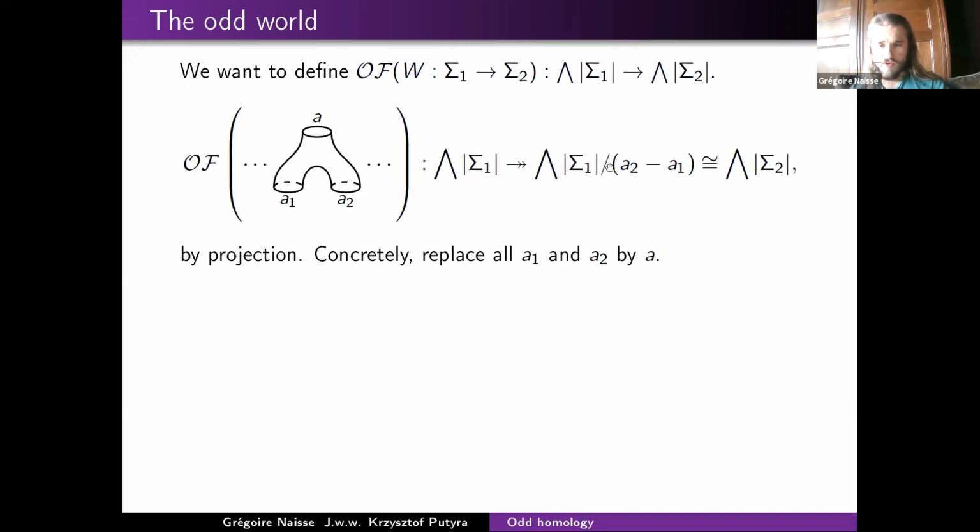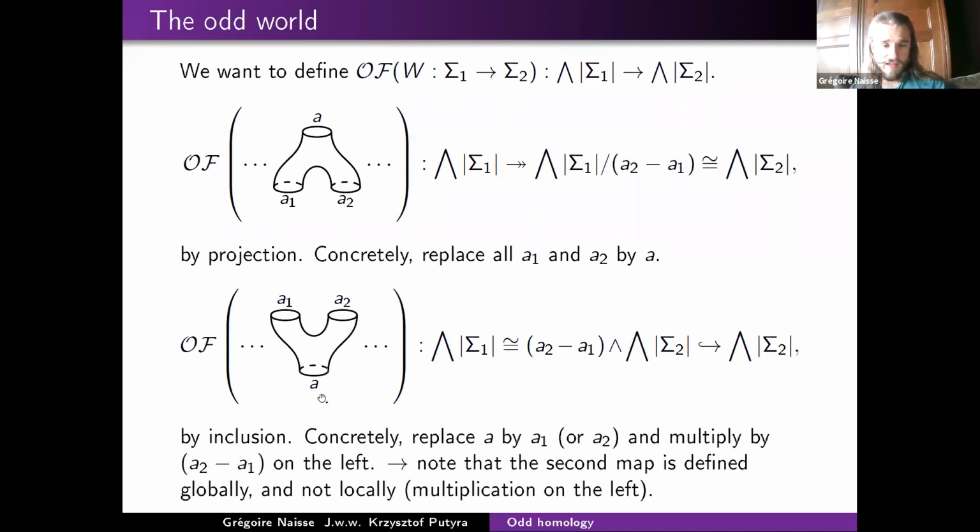Okay, now the observation is, if you take the quotient of this exterior algebra by A2 minus A1, you get something that is isomorphic to this exterior algebra, simply by identifying either A1 or A2 with the variable A. This is quite easy to see. And so you can define the merge here as a composition of the projection and then this isomorphism. Concretely, what I'm doing is actually very easy. I just take an element, which is an exterior product of variables here, and whenever I see A1 or A2, I replace it by A. And this gives me an element there. This map just does this.